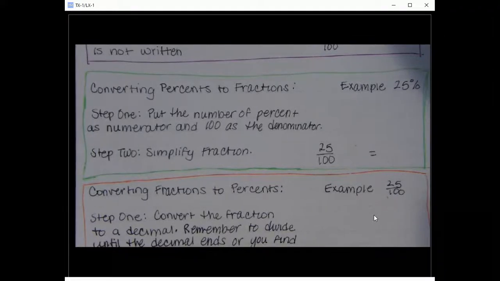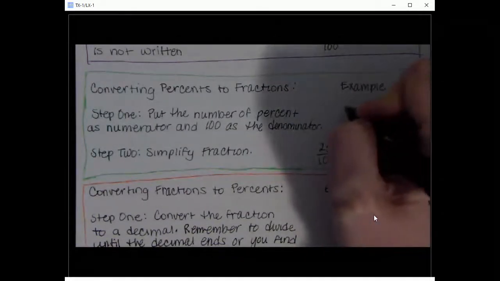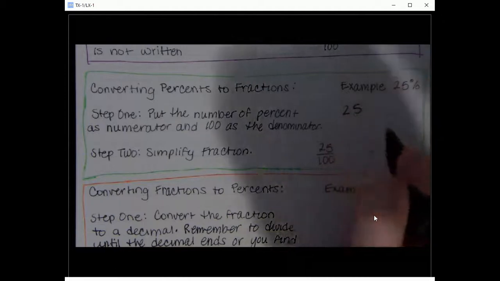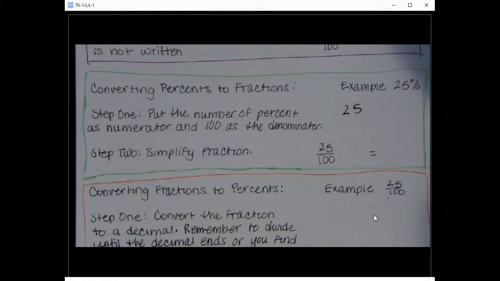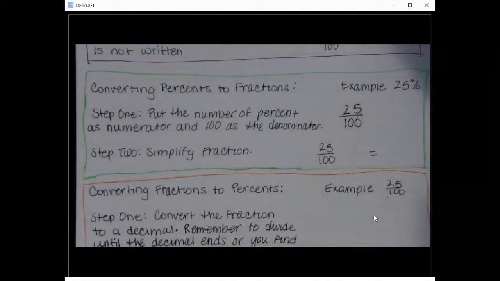Okay, next we have converting percents to fractions. So step 1, again, very few steps to this, is to put the number of percent as the numerator and 100 as the denominator. Every percent is out of 100. So I have my 25%. I'm going to write that as my numerator. No percent sign in there. We're just leaving that number. And then I'm going to put that over 100. So I have a fraction. Just like any fraction, we always want to simplify.